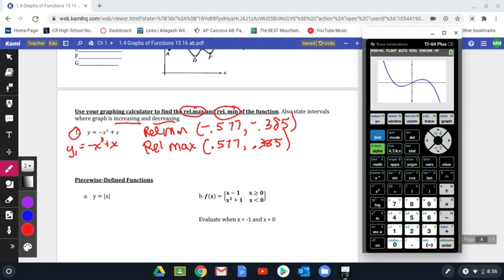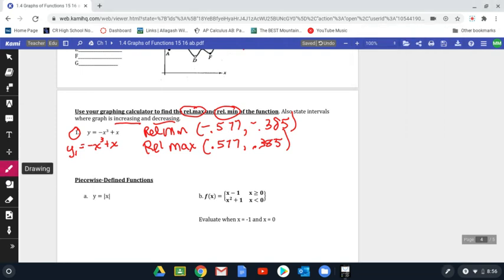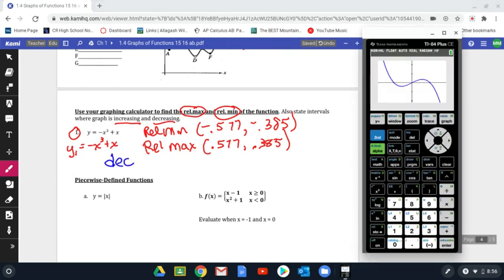I'm going to do increasing and decreasing. Now, hopefully you can kind of quickly see what's going to happen here working from left to right. So let me change colors here. Decreasing. Bring the calculator up. And working from left to right, it's decreasing from negative infinity to the x coordinate of the relative min. So to this coordinate right here, which is negative 0.577. Then it starts to increase, then it starts to decrease again. Well, where that happens is at the x coordinate of the relative max, 0.577. And then it goes to positive infinity.